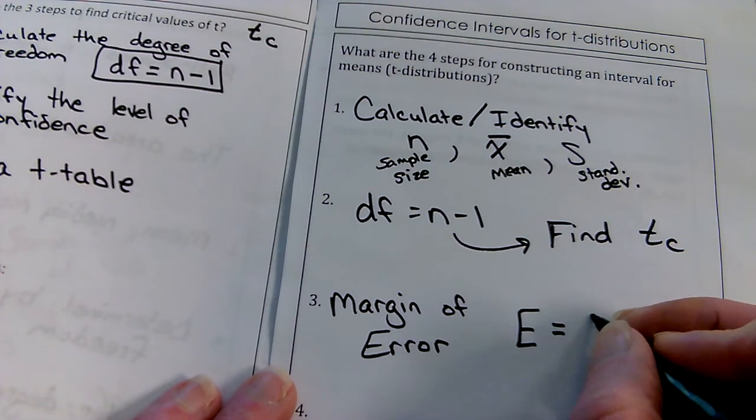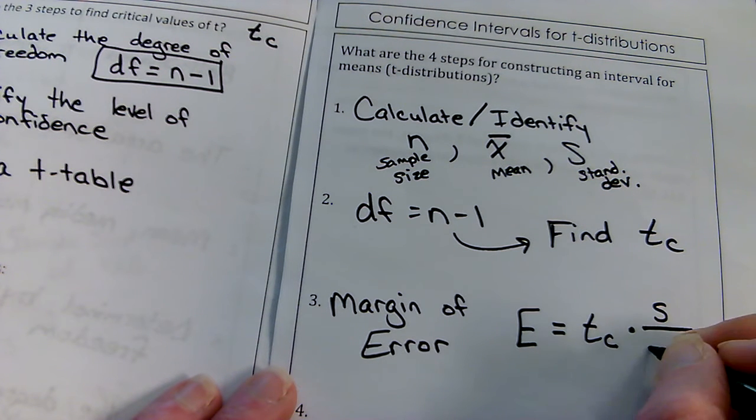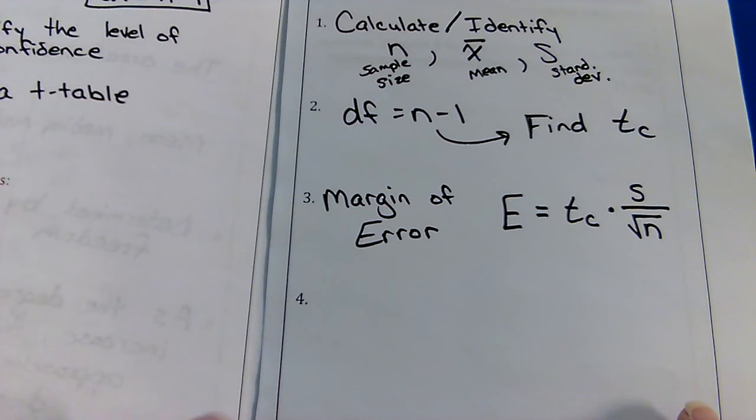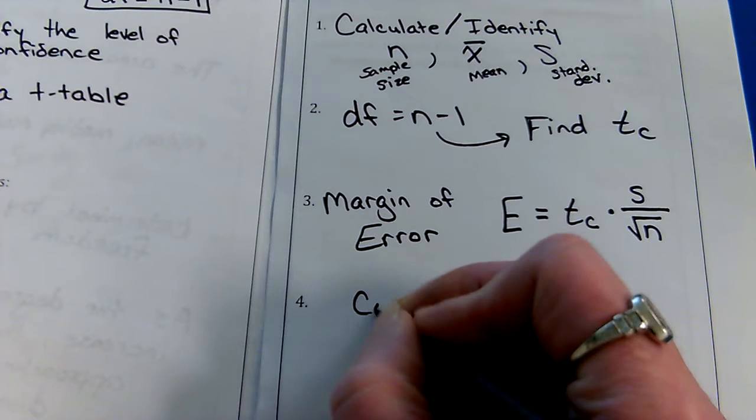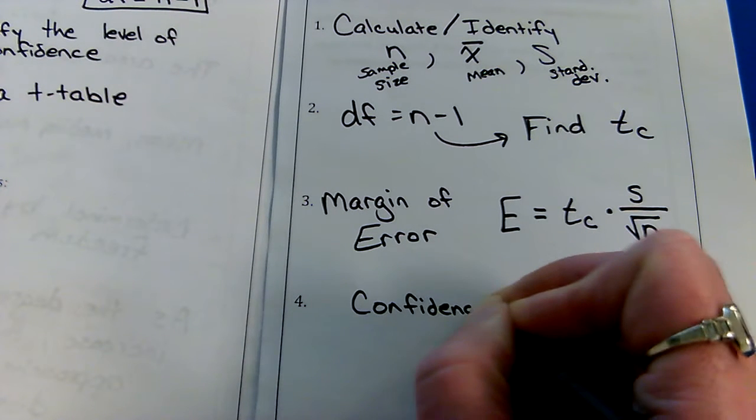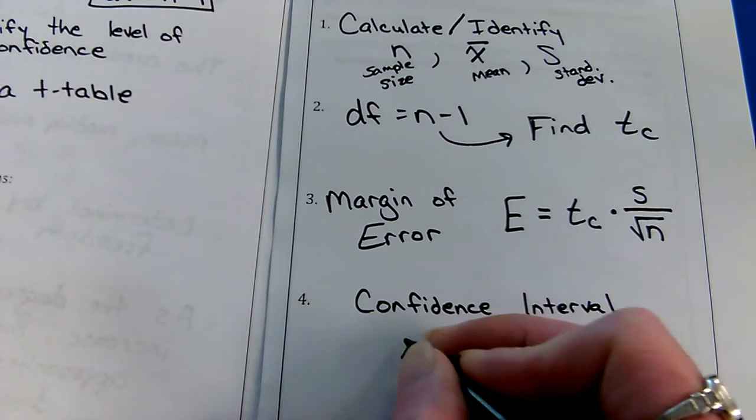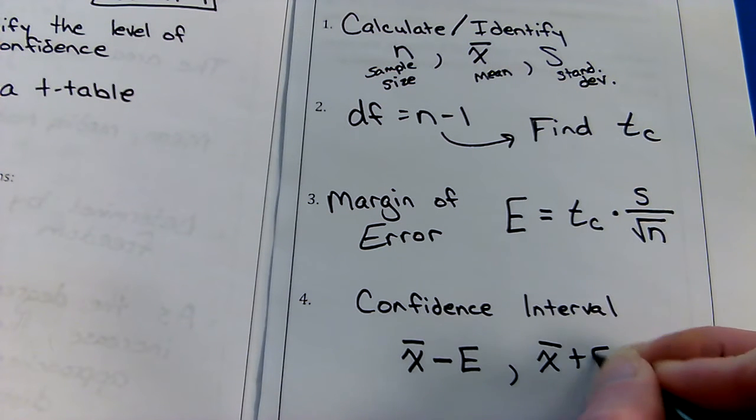Error is the critical value times the standard deviation over the square root of n. Look familiar? The only difference is instead of using a z-score, we're using a t-score. Our confidence interval is from the mean minus the error to the mean plus the error.